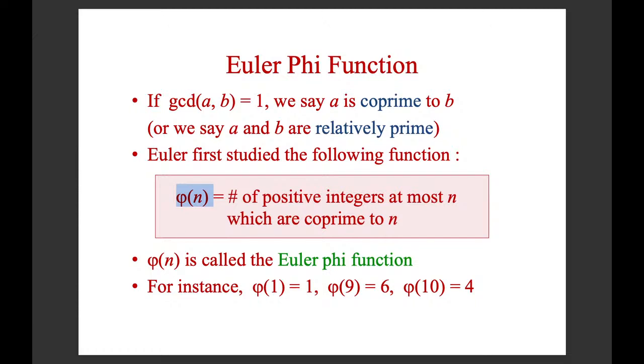So what does that mean? So phi of 1, we look at the numbers from 1 up to 1 and find how many of them are coprime with 1. So phi 1 is equal to 1.